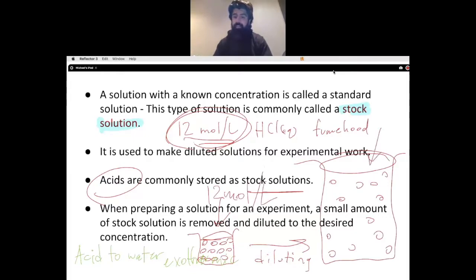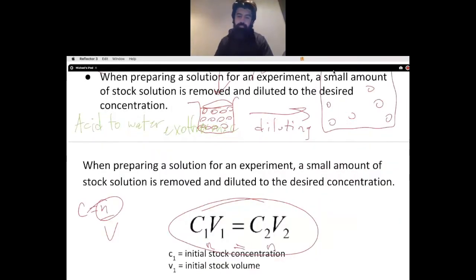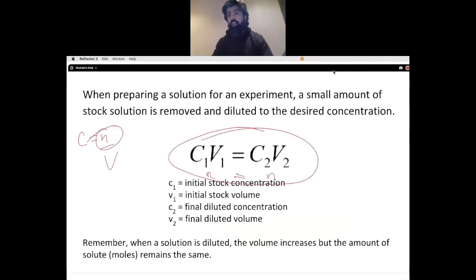In this case, maybe we have 12 moles for every 24 liters. If we divide these two numbers out, our concentration of acid is going to be so much less, but the number of moles is no different. Notice how the number of moles doesn't change. The only thing that changes is the volume of our solution, which results in a change in the concentration. So this is the equation that we're going to be using.